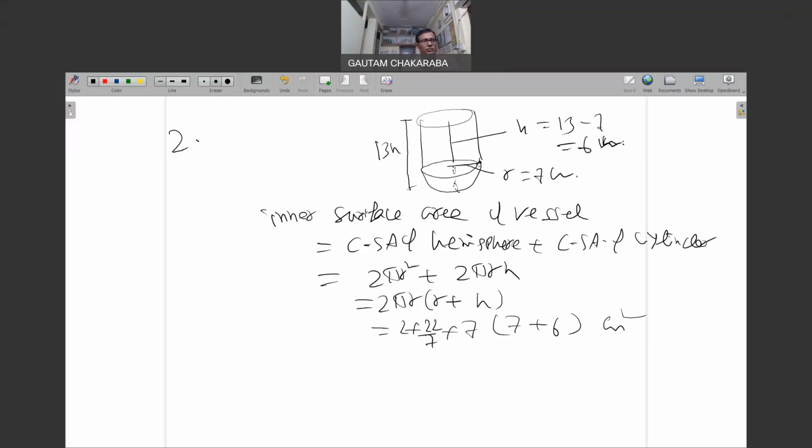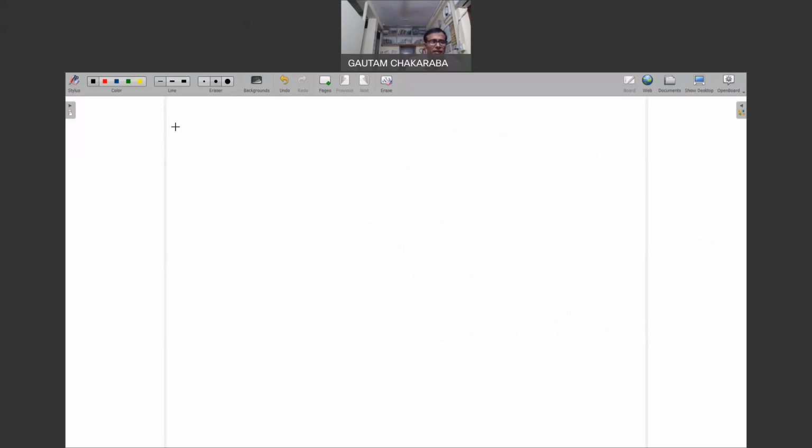Now I move to the next question. You note down this portion and after that you solve this. I think it is clear because I explained it in a very easy way, and you should draw the figure in the exam also, because the figure is necessary.